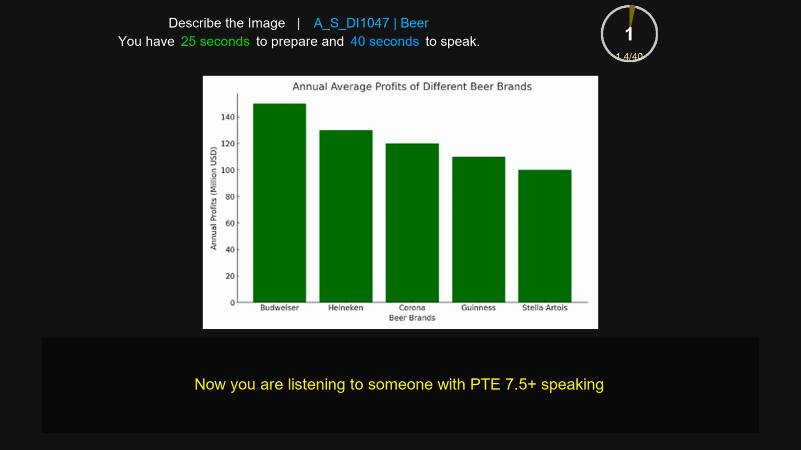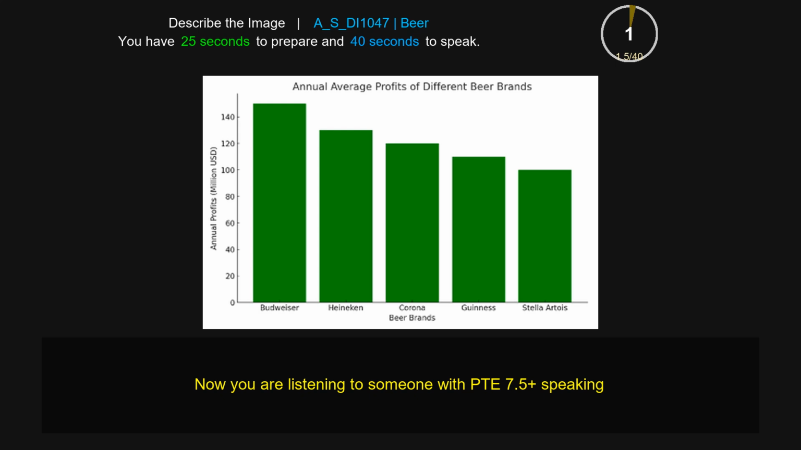This picture presents information about the annual average profit of the different beer brands. Among all, the highest significant value is Budweiser, which is 145. On the other hand, the lowest element is Stella Artois, which is 100. Additionally, it can be observed that Heineken and Corona beer brands are similar, 120 and 129 plus. Finally, the differences between components are evident and well defined.